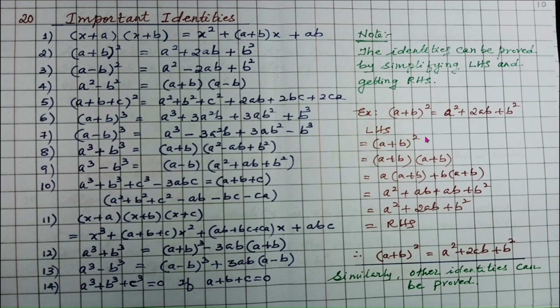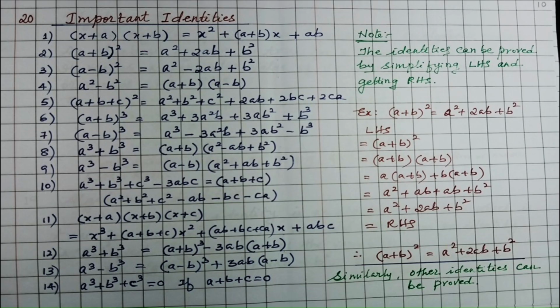Let us take one example here. (a + b)² is equal to a² + 2ab + b². If I have to prove this, take the LHS, that is (a + b)². Then (a + b)² is nothing but the product of (a + b) into (a + b). Now apply the distributive property: a(a + b) + b(a + b), we get a² + ab + ab + b², a² + 2ab + b², which is equal to the RHS, and that is how we can prove the identity.